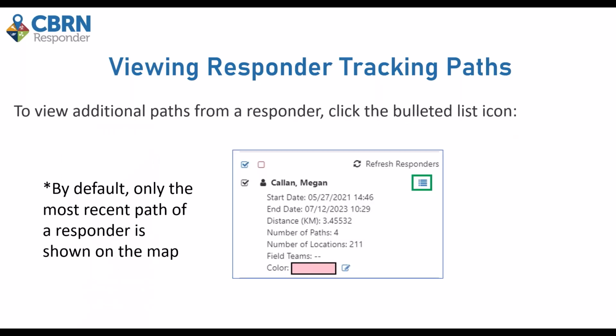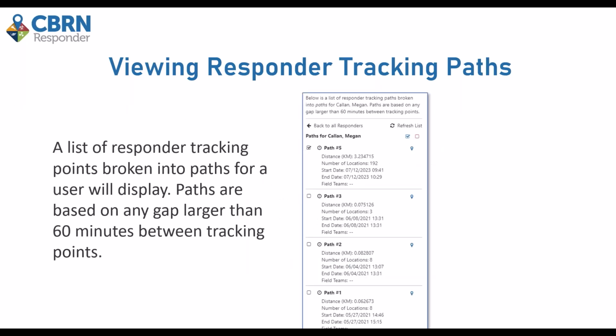So I mentioned that there are a number of paths that you can have for each responder. So by default, in that list of the different responders, we only show the most recent path for that responder. If you want to see all of the paths that they've taken, you'll click that bulleted list icon, and this is where you'll see the different paths that they have taken.